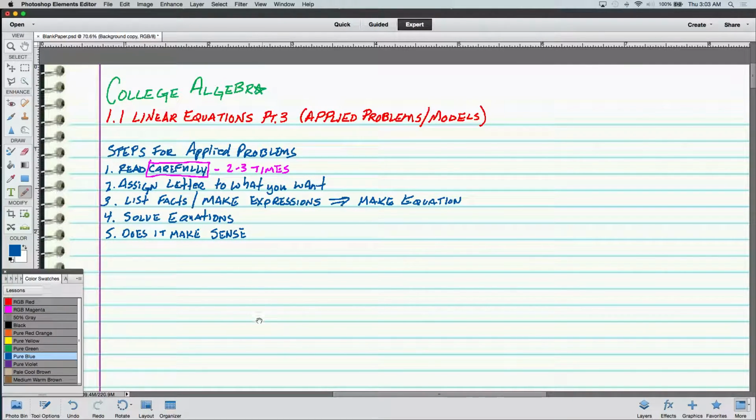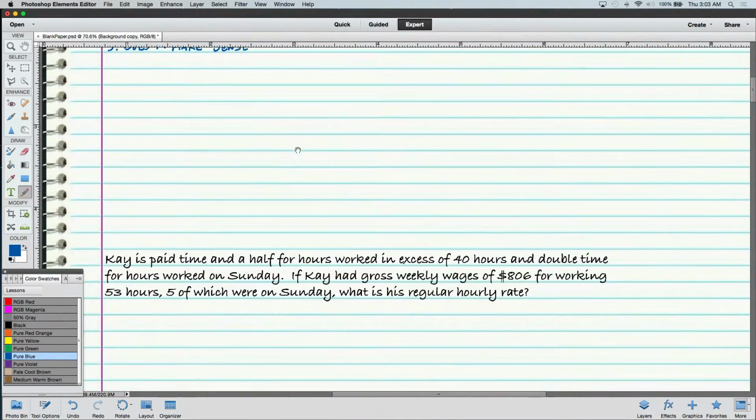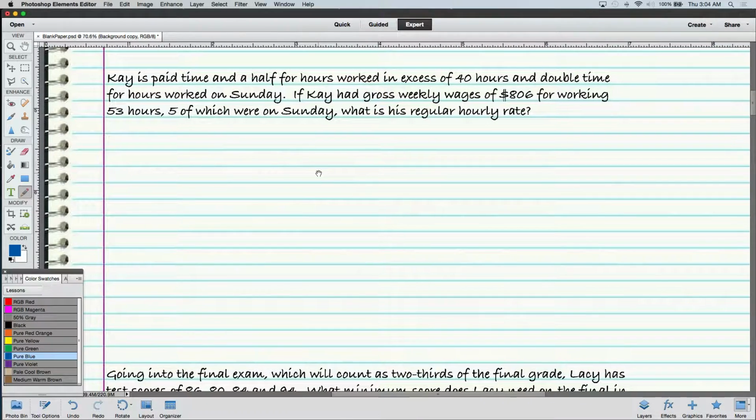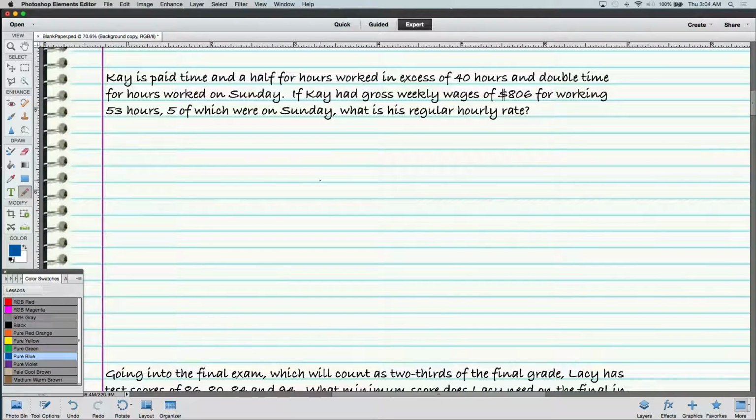Okay, so jumping right into it. Let's get to our first problem. K is paid time and a half for hours worked in excess of 40 hours and double time for hours worked on Sunday. If K had gross weekly wages of $806 for working 53 hours, 5 of which were on Sunday, what is his regular hourly rate?